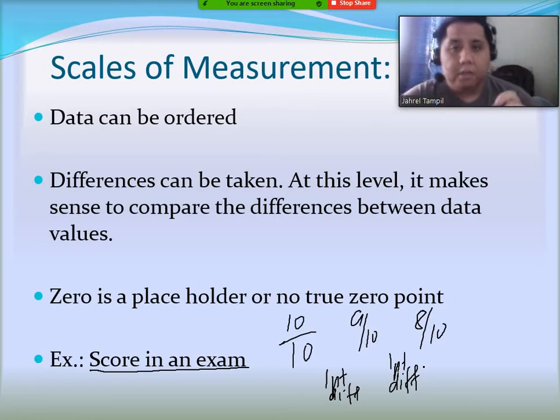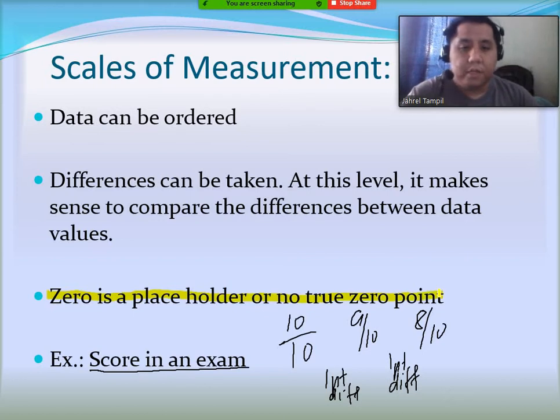However, please take note of one important thing. Please remember, in interval data, 0 is a placeholder, or there is no true 0 point. Let's take the score in an exam as an example. If you get 0 out of 10, that does not mean that you do not know anything at all. This means that you got 0 in the specific exam for a certain number of factors. But getting a 0 in an exam doesn't mean that you do not know anything. Hence, we can consider exam score as interval data.